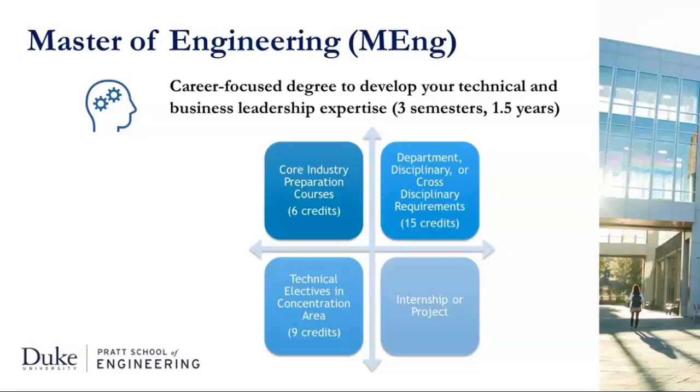To the right, we have a set of departmental disciplinary and cross-disciplinary requirements that are specific to your chosen area of focus. When you choose this area of focus, you choose from sets of courses that are recommended within that focus, whether it's civil engineering, environmental engineering, or some of our newer programs such as risk engineering or computational mechanics and scientific computing. At the bottom left of the matrix, we have technical electives that deepen your technical expertise. And finally, you'd be expected to complete an internship or a project, typically in the summer after your first year. The program is typically completed over 3 semesters in 1.5 years.